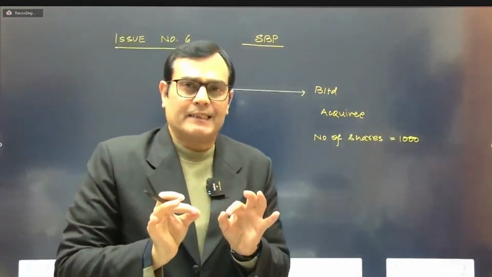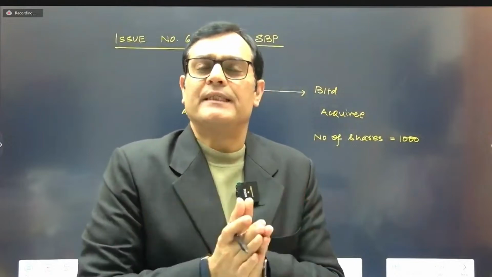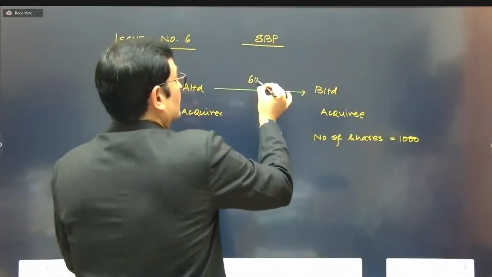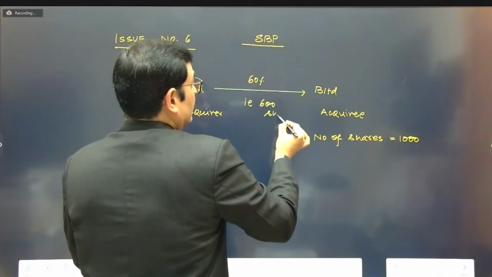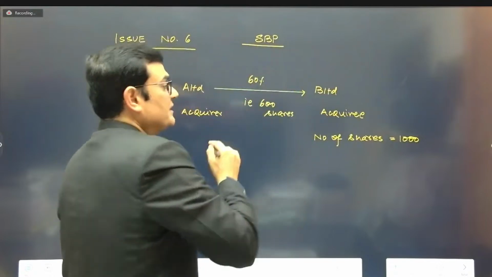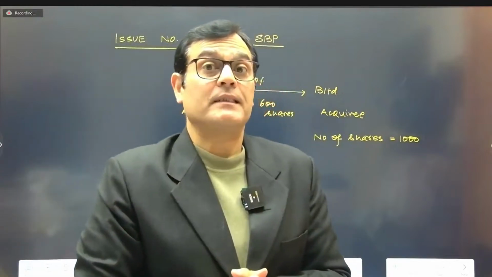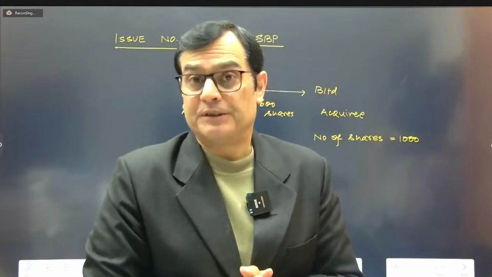Now, let's say A gets control over B, and let's say he acquires 60% of the shares. So he acquires a 60% stake in the company. That means out of 1,000 shares, he gets control over 600 shares. Undoubtedly, the percentage being 60%, he definitely gets control over B Limited.